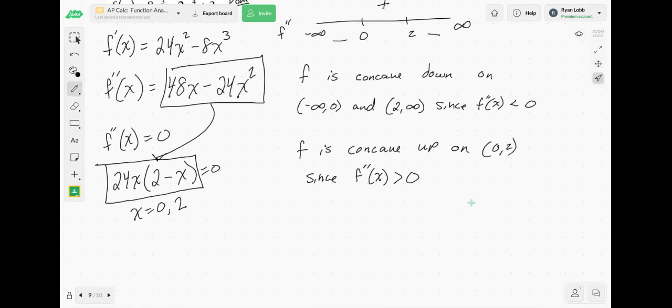And then do we have any points of inflection? f double prime goes from negative to positive, and from positive to negative. There's a sign change. 0 is defined in f, 2 is defined in f. So we have points of inflection. So then we say f has points of inflection.